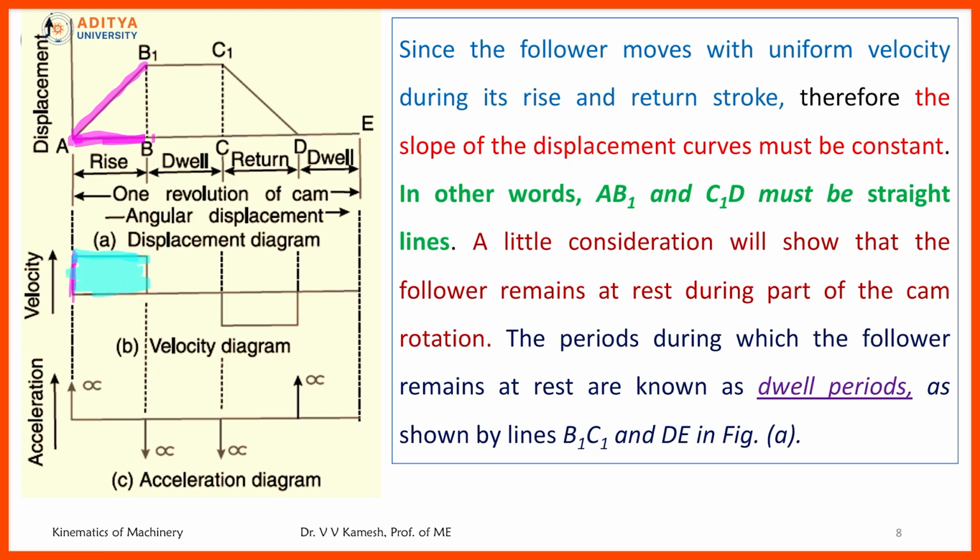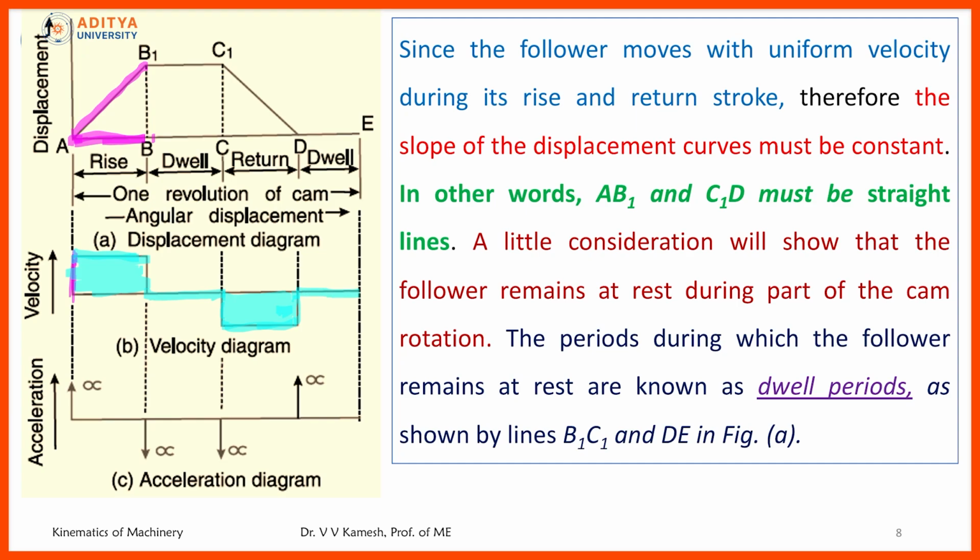Now from B1 to C1, the displacement is 0. Whenever the displacement is 0, the velocity will also be 0. Next, from C1 to D, the follower is moving down with uniform velocity, so the velocity has to be negative. We are showing it in the negative, because the velocity is uniform and uniformly it is getting retarded. Clear?